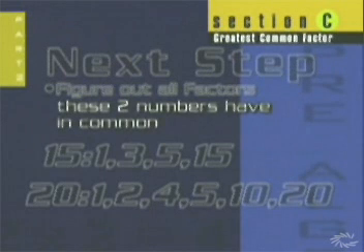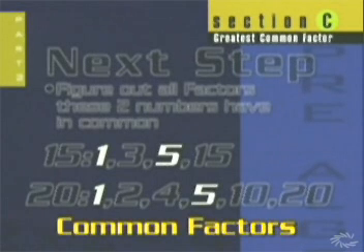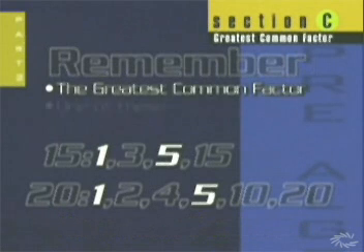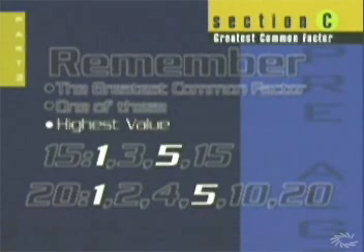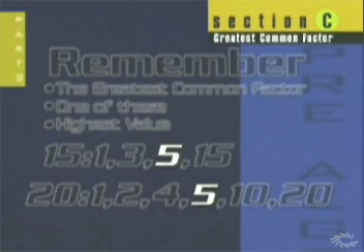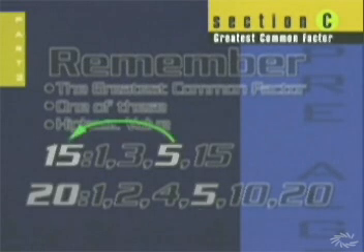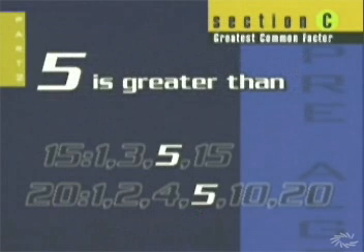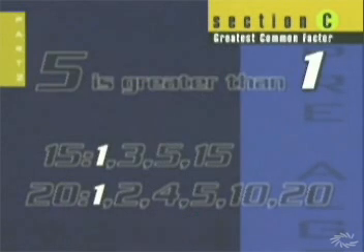The next step in finding the greatest common factor is to figure out all the factors that these two numbers have in common. In this case, we notice that 1 and 5 are in both lists, so they're called common factors. Now remember, the greatest common factor is the one out of these two that has the highest value. In this case, the greatest common factor is 5 because it's a common factor of 15 and 20, and it's greater than the other common factor, 1.